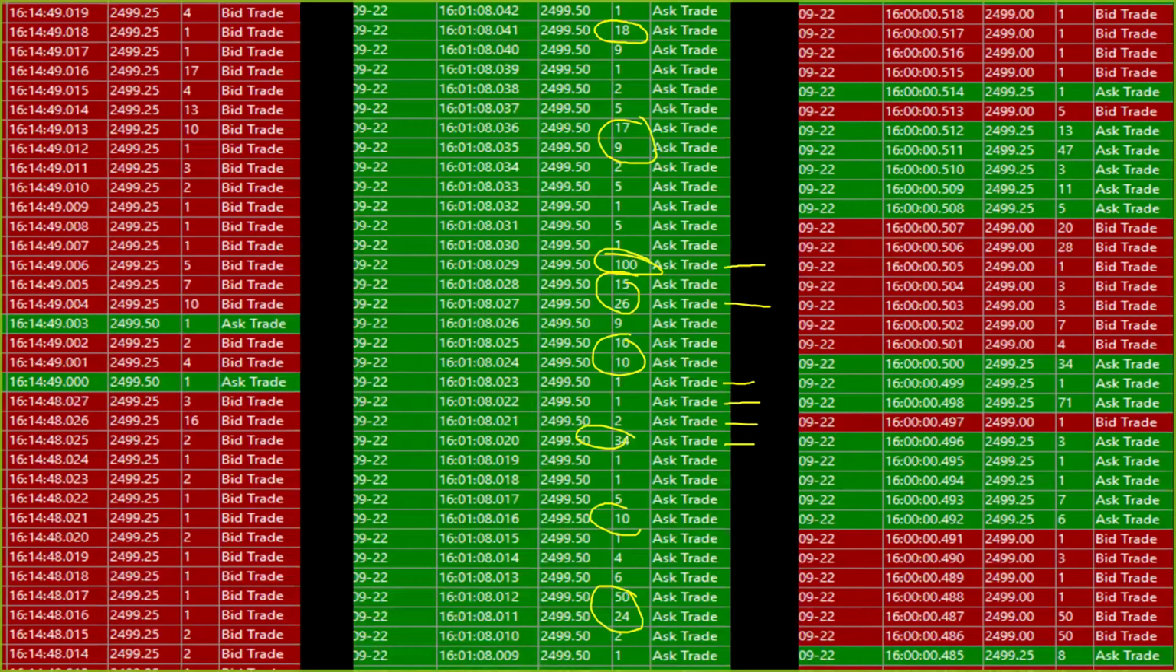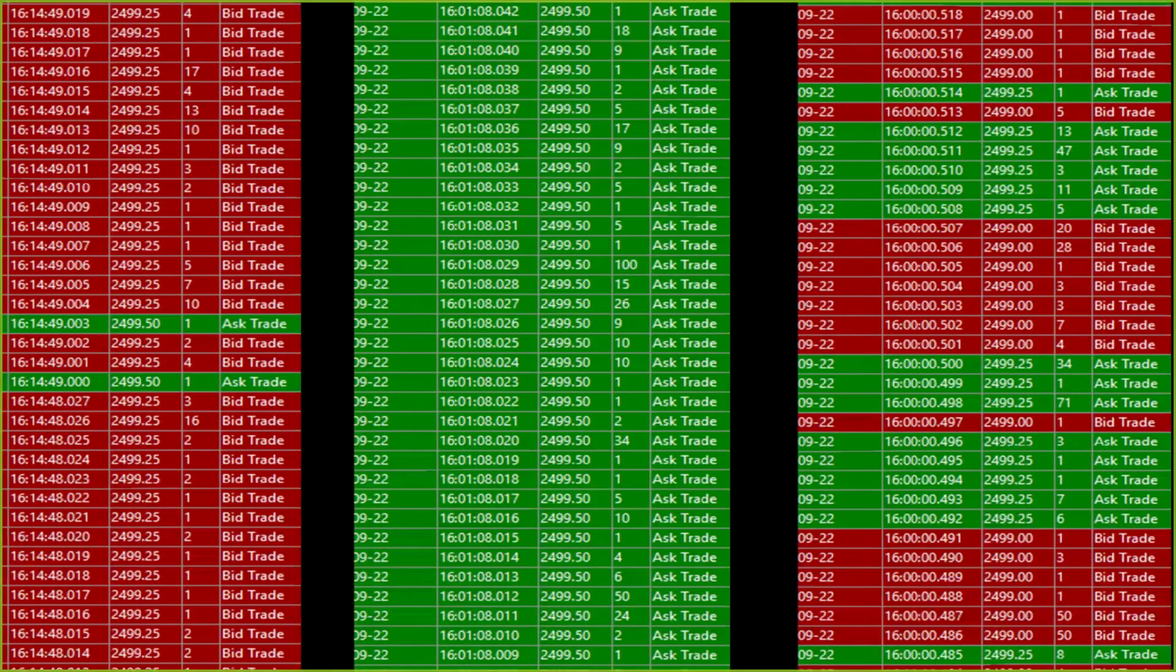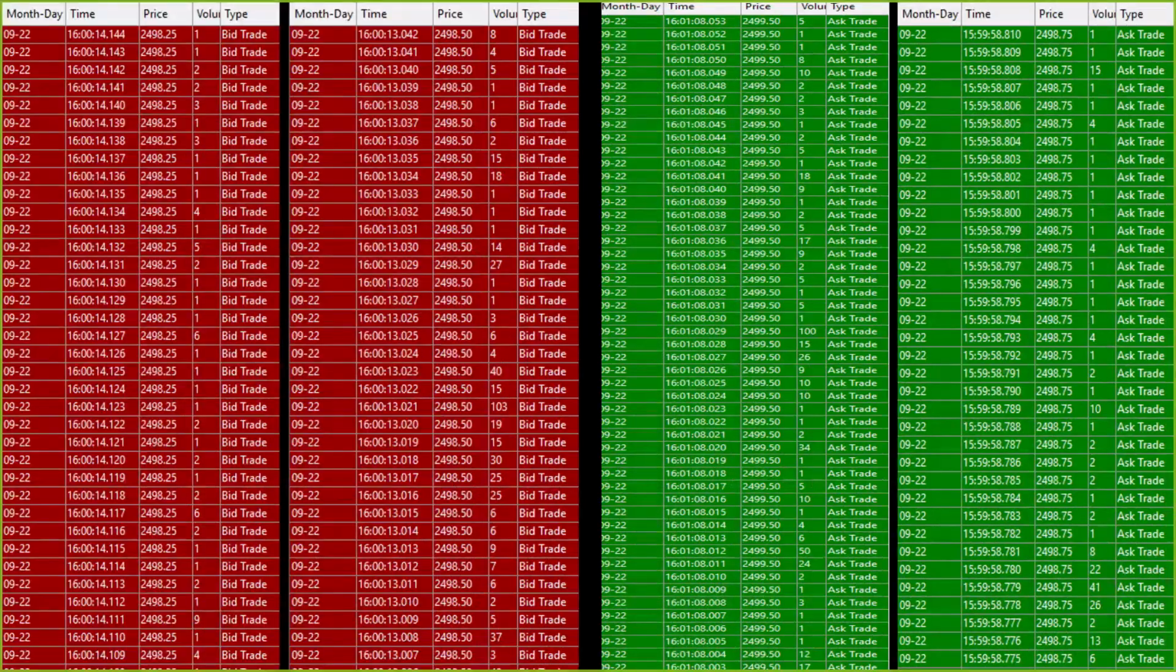So let's do a quick test of our understanding. Which of these two bright red domes is being driven by bigger money? The one on the left or the one on the right? Take your time.